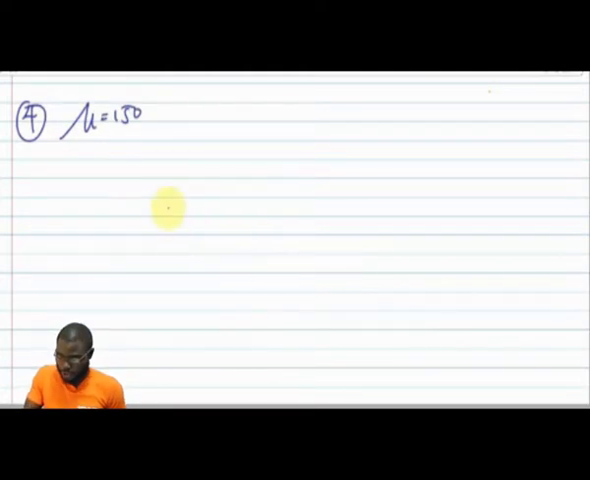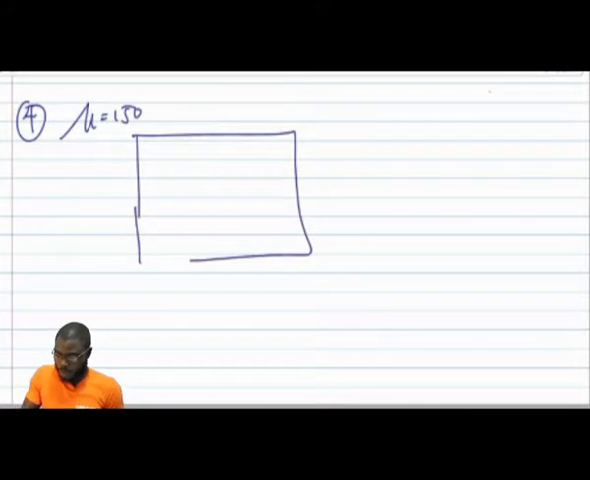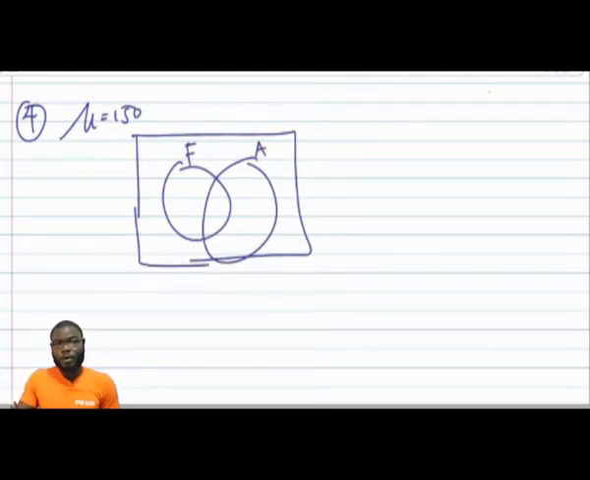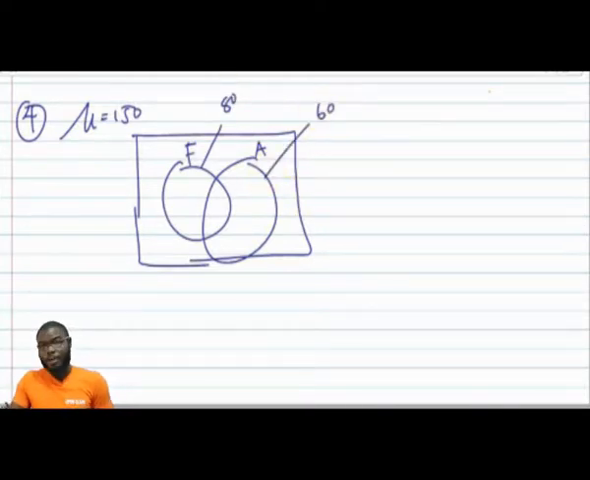80 offer French. So you can just draw your Venn diagram straight on. You don't have all the time. You have French and Arabic. So you have 80 offering French, and then 60 offer Arabic, and 20 offer neither. So the 20 that offer neither French nor Arabic would be here. So let F be French and let A be Arabic. So we have 20 out of the box.